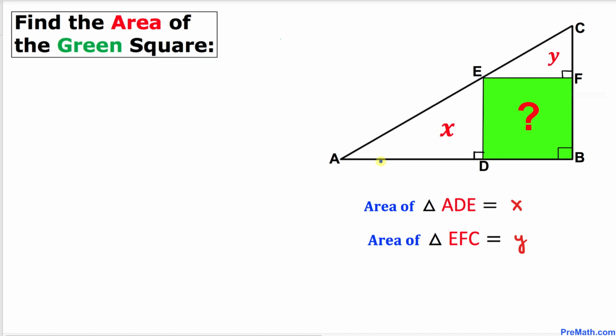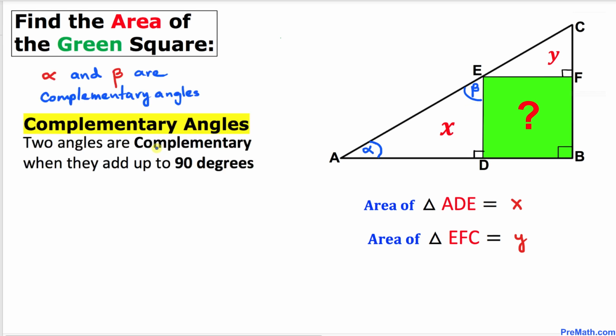Let's go ahead and get started with the solution, and let's focus on this triangle ADE. Let me call this angle alpha and this angle beta, and we know that this is our 90-degree angle. Then alpha and beta are going to be complementary angles. And here's the definition of complementary angles: two angles are complementary if they add up to 90 degrees.